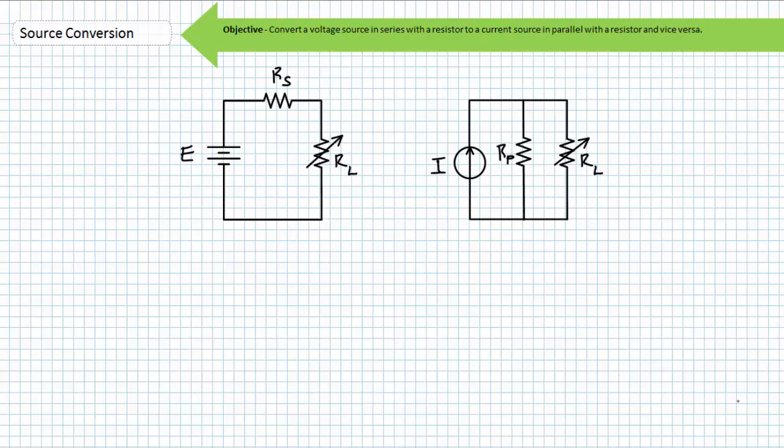I'm your instructor Jim Pytel, and today's topic of discussion is source conversion. Our objective today is to introduce a circuit analysis technique known as source conversion, where a voltage source in series with a resistor is exchanged for a current source in parallel with a resistor, and vice versa.